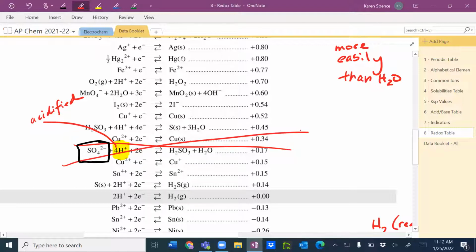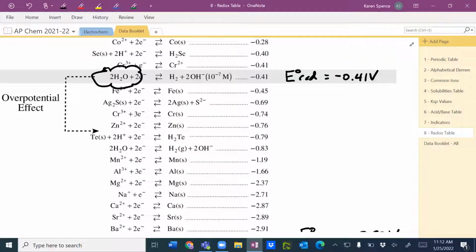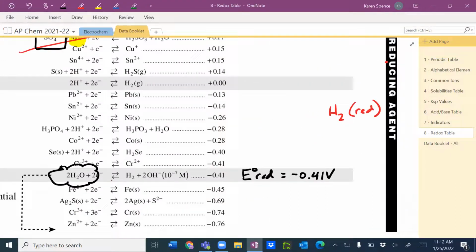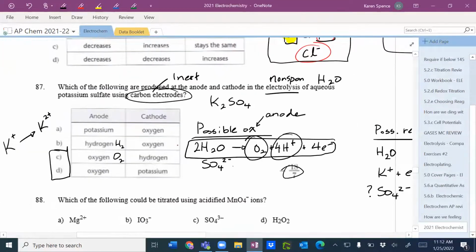Okay. So going back here, out of our other two, water won over potassium. So water, when it gets reduced, will make hydrogen, H2. So at the cathode, it's going to make hydrogen, H2. And so the answer would be C.